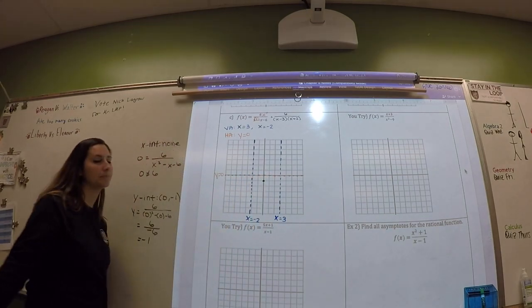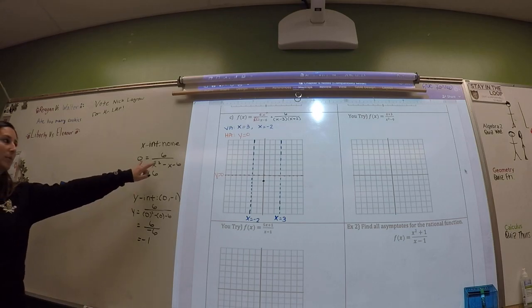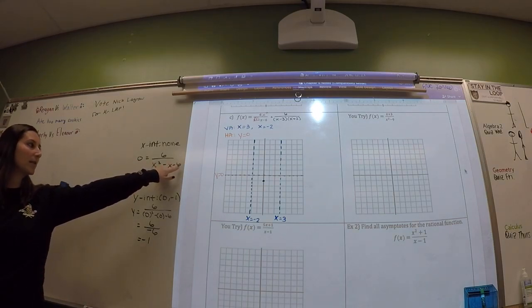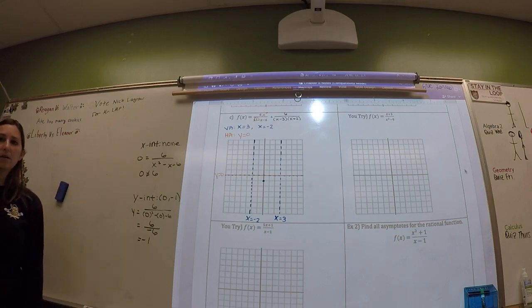But why doesn't it exist? Because we have a horizontal asymptote going through the x-axis. It doesn't exist because when we solve this equation, you multiply this over and you get 0 equals 6, which isn't true, and it's also not solvable.